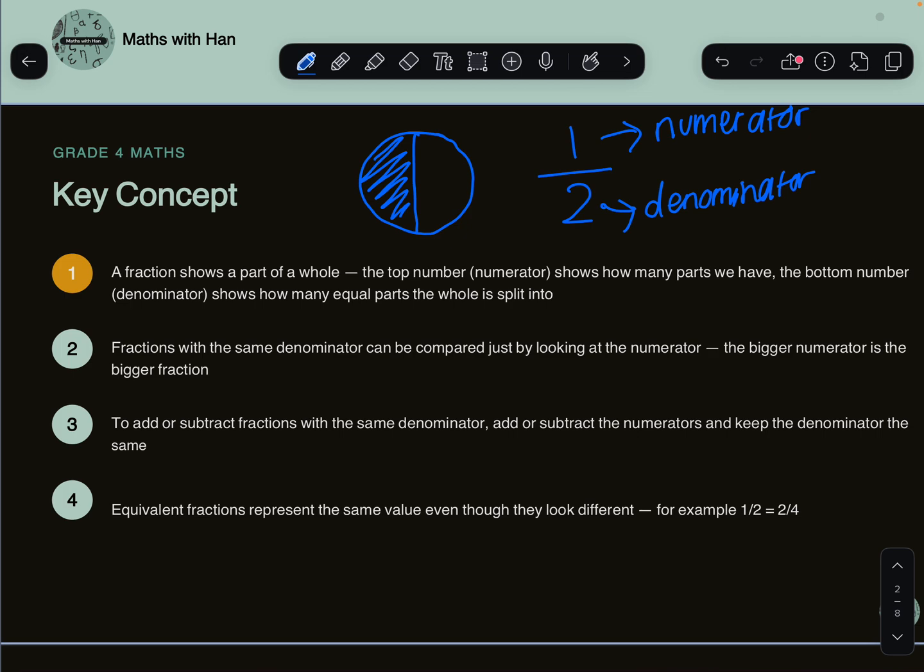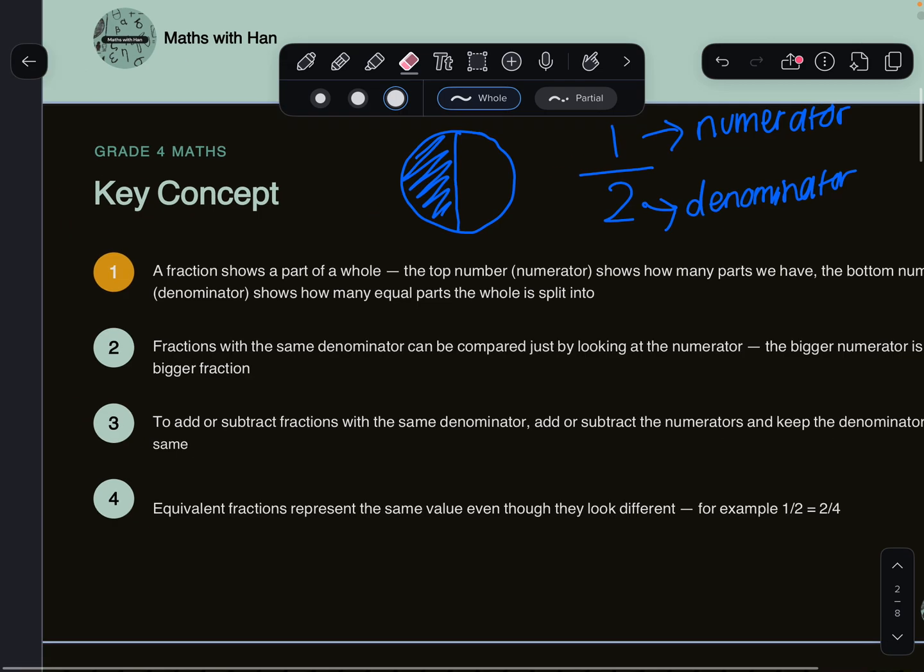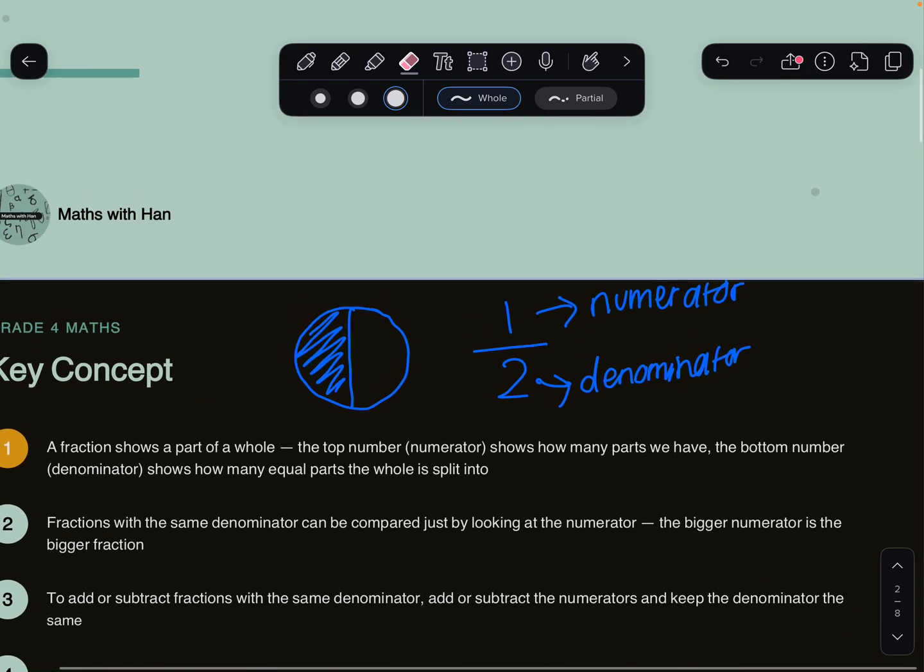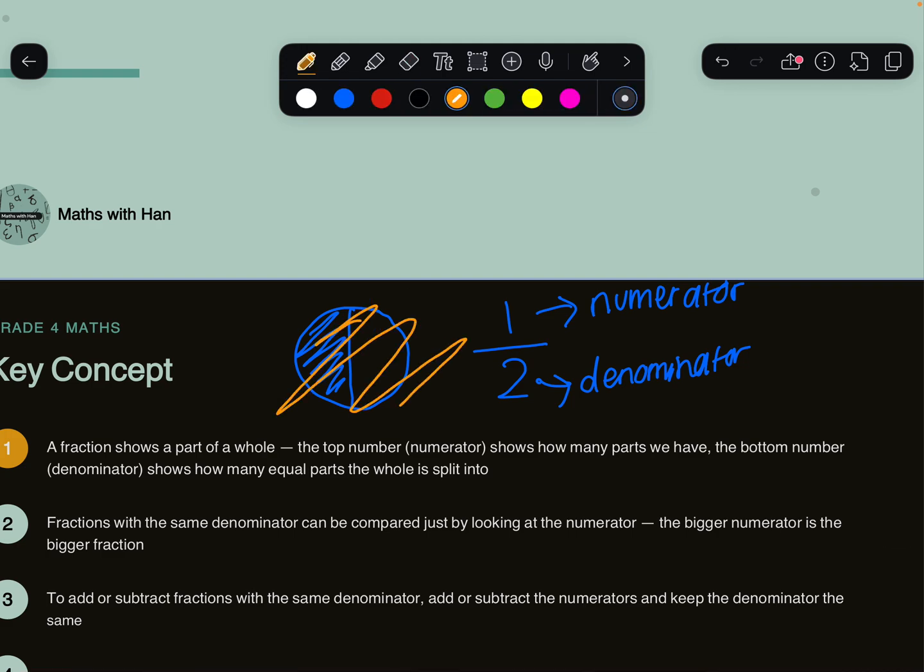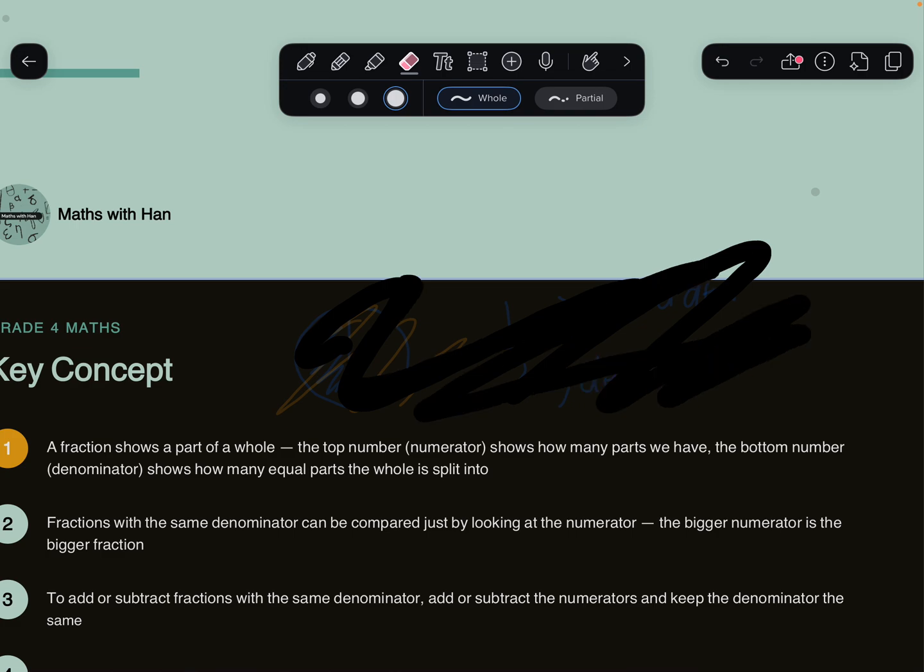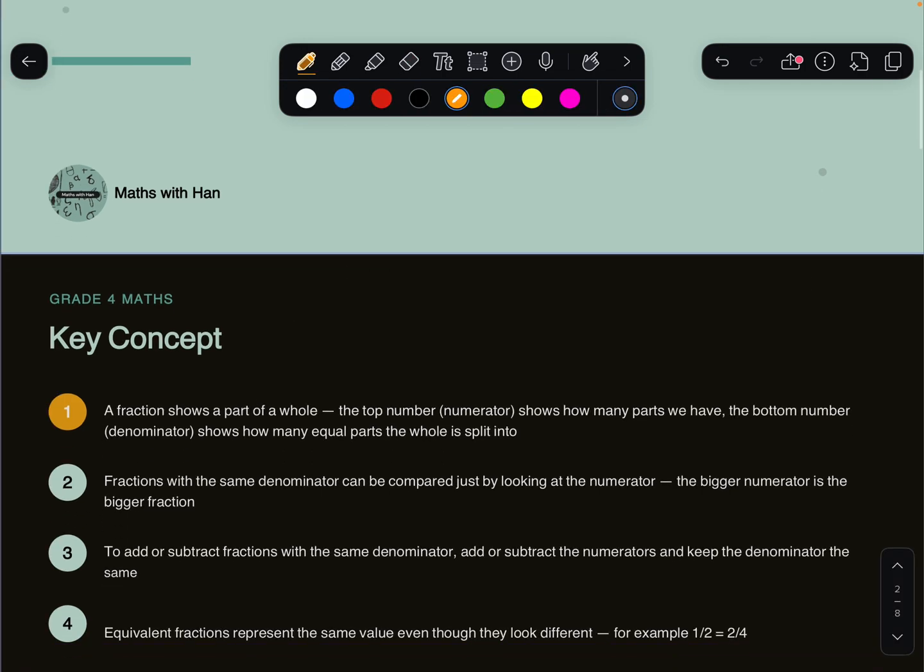Fractions with the same denominator can be compared just by looking at the numerator. So the bigger the numerator, the bigger the fraction. That's a lot of words just to say, if we have 2 fractions, let's say we've got 1/3 or 2/3, and they ask which one is bigger.